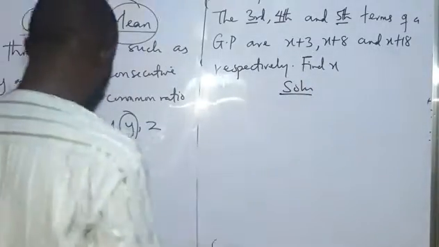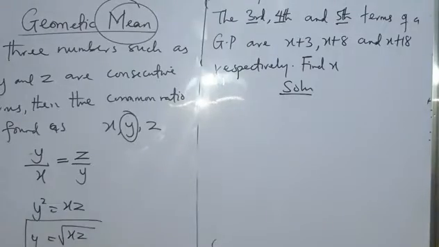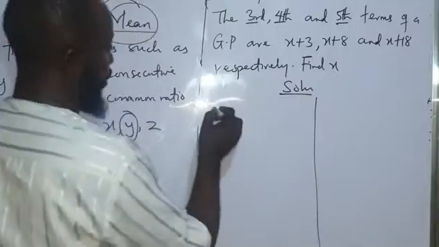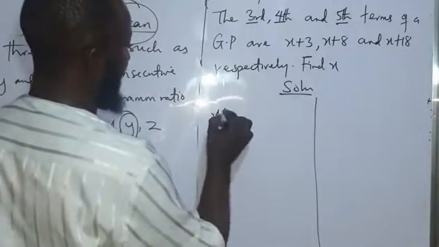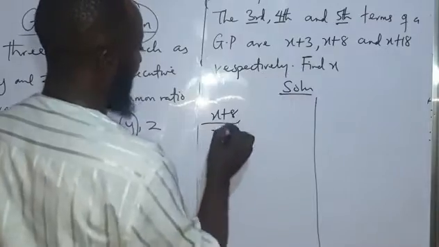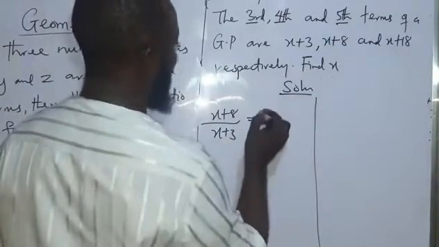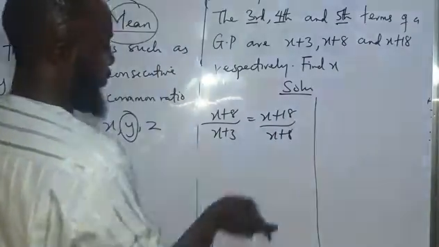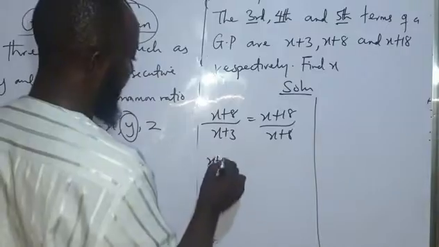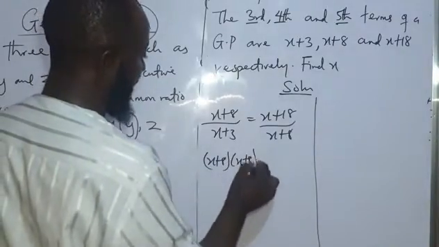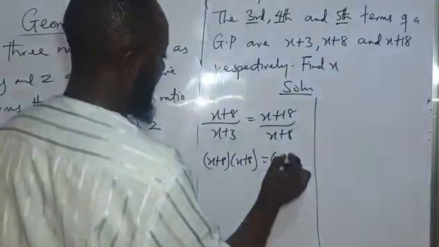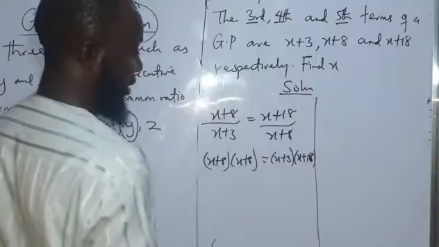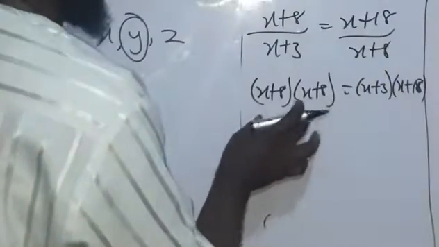Now, the common ratio will be x plus 8 divided by x plus 3, which must equal x plus 18 divided by x plus 8. When you cross multiply, we have x plus 8 multiplied by x plus 8 equals x plus 3 multiplied by x plus 18. We're looking for x, right? So this is x plus 8 squared.